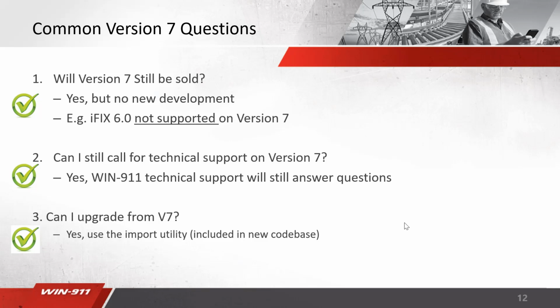There is a catch with the import utility. Not all things are converted, and there is a manual in our document resources portion of our website that talks about what is converted and what is not. Since version 7 was created back in the 90s, some things are on version 7 that will not be supported. One of them being pagers. We don't have pagers available in our newer software.